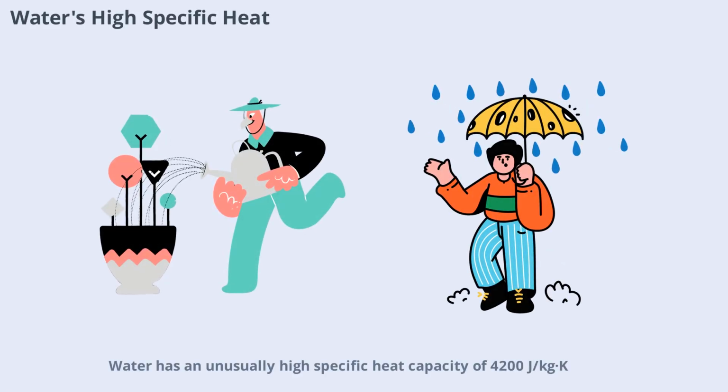Water has an unusually high specific heat capacity of 4200 J/kg·K. This means it can absorb or release a large amount of heat with only a small change in temperature. This property has significant effects on our environment and daily life, from moderating climate to making water an effective coolant in machines. Let's explore some real-world consequences of water's high specific heat.